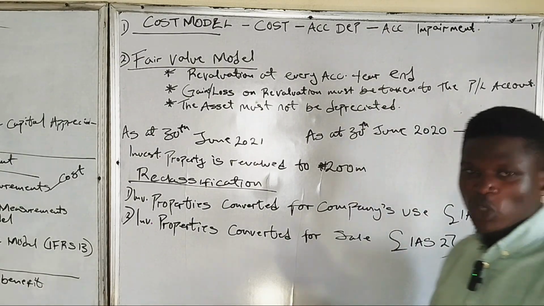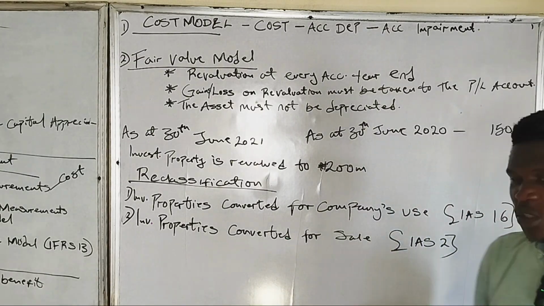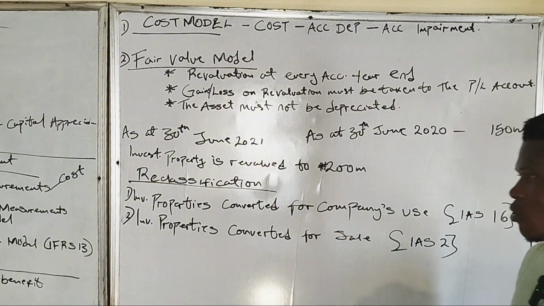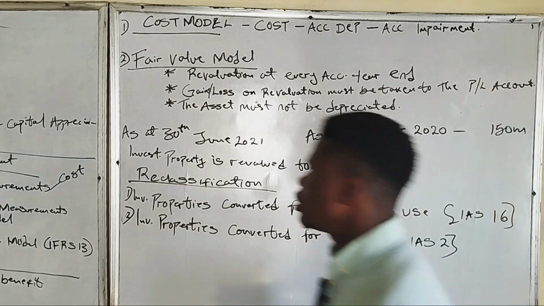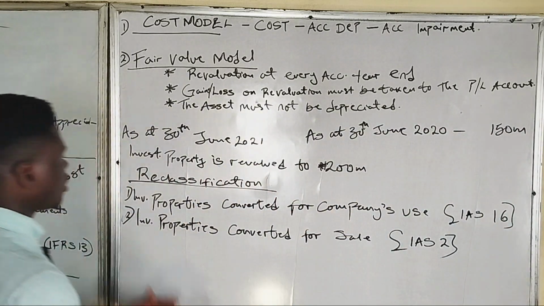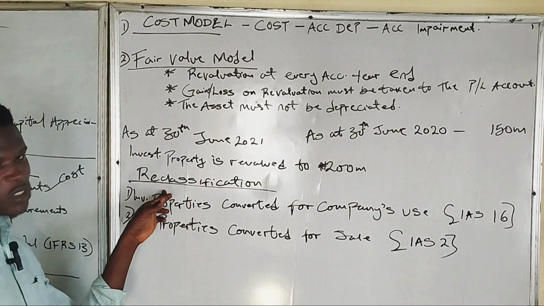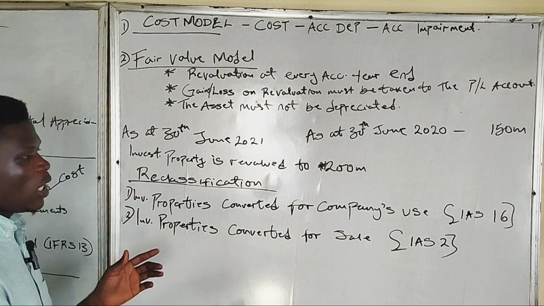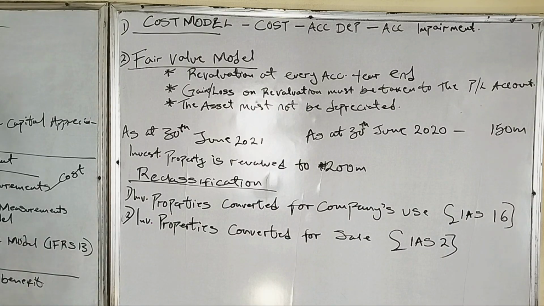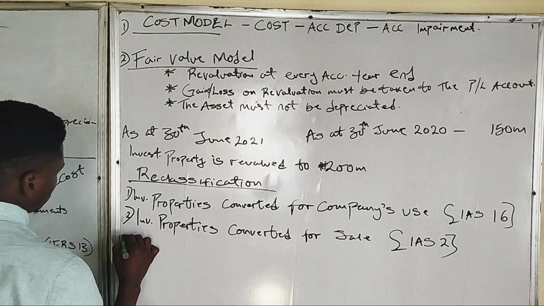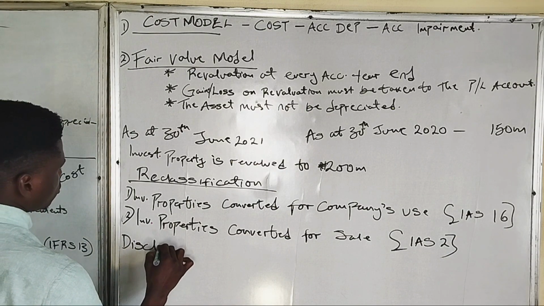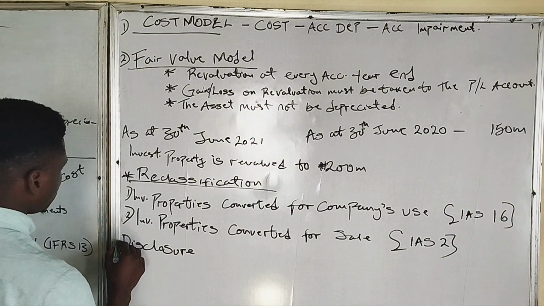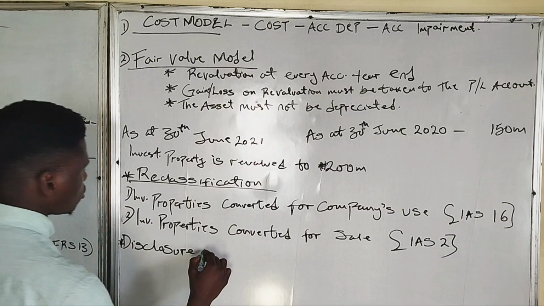Instead of selling them occasionally like we usually do, like the company's nature, we now want to be holding them for capital appreciation or for rental income, rental purposes. So that's reclassification. We will reclassify them from the previous accounting standard, IAS 40, to either IAS 16 or IAS 2, and vice versa. So the next one is our disclosure requirement. So that you note this, the disclosure requirements.